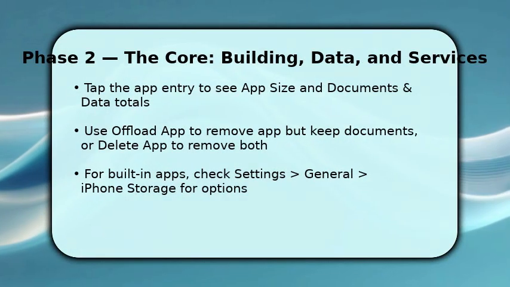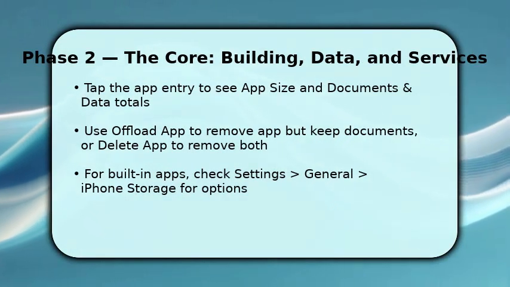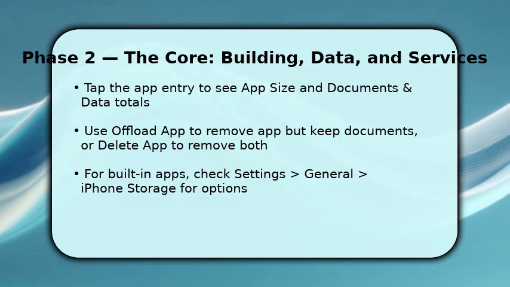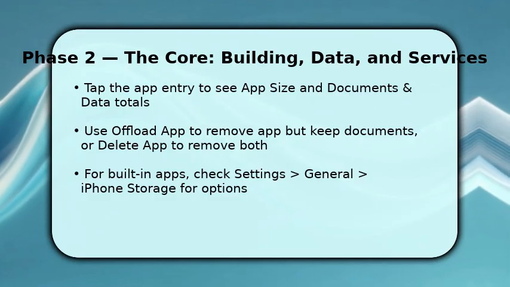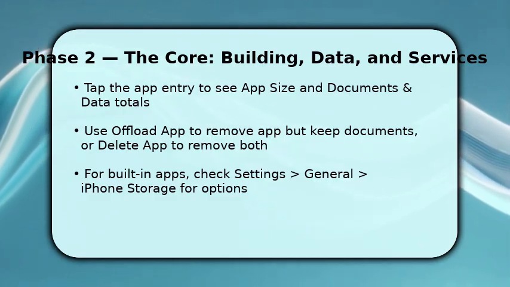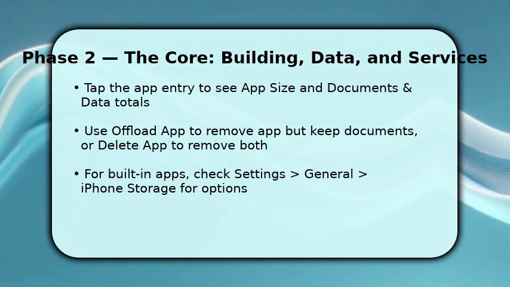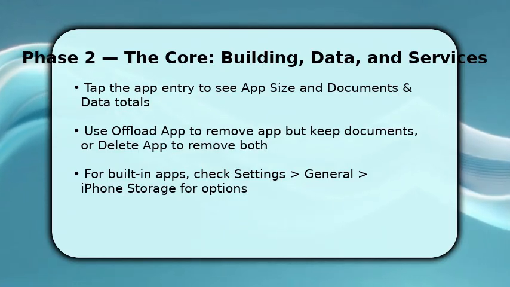You now inspect the app storage summary to decide. If documents and data is large, choose Offload App to remove the executable while keeping your files. Reinstalling restores them. If you want a full reset, tap Delete App. That removes both app and stored data.